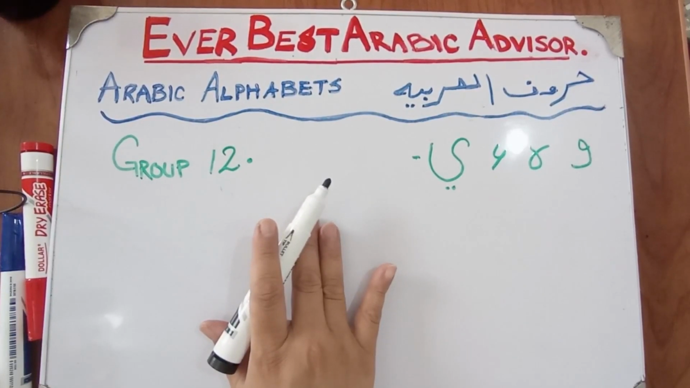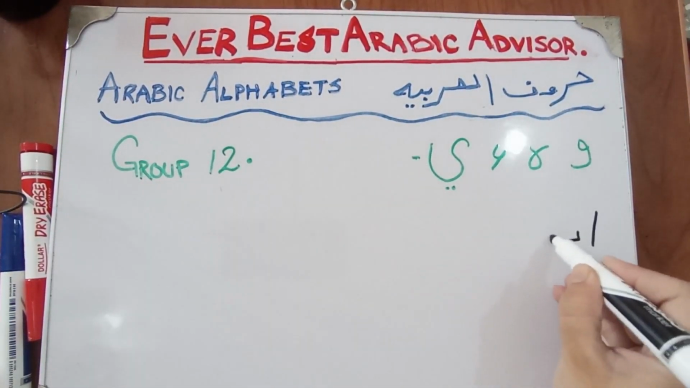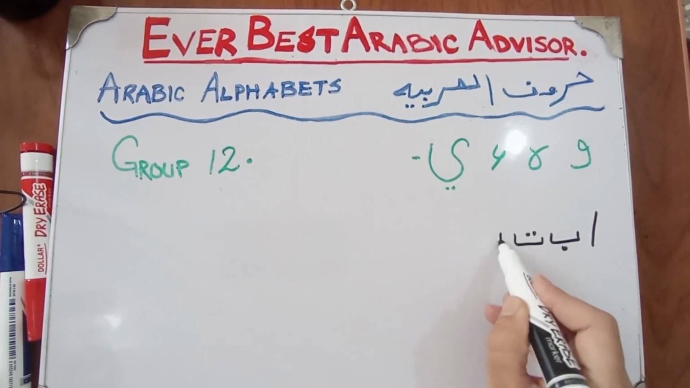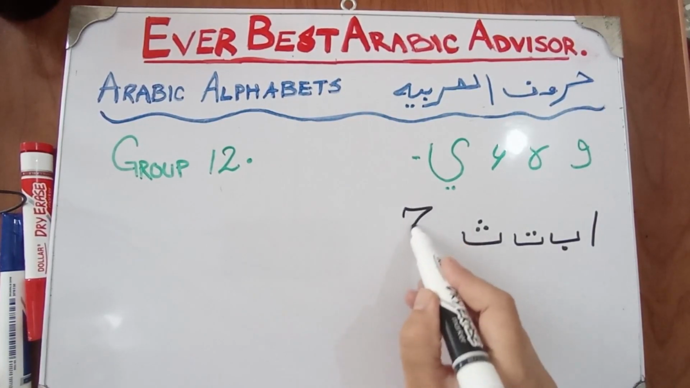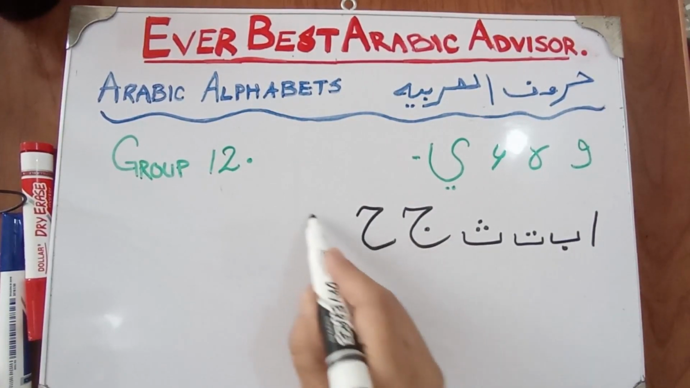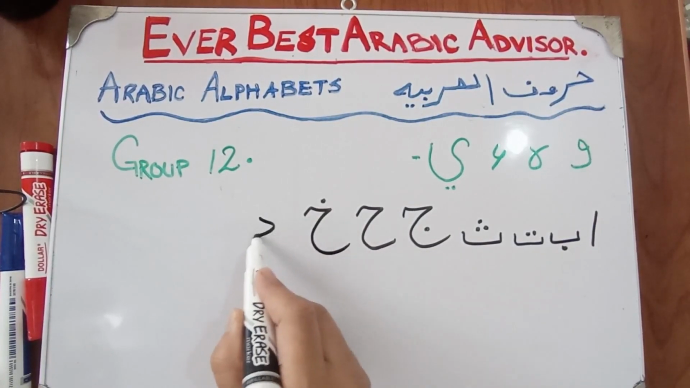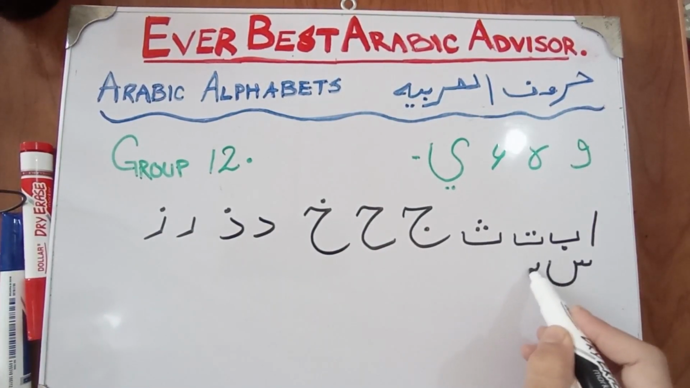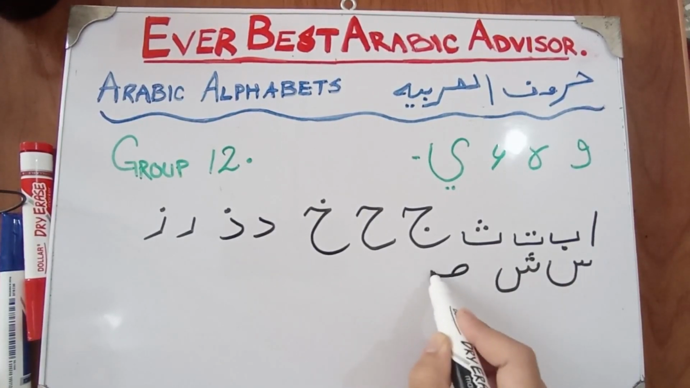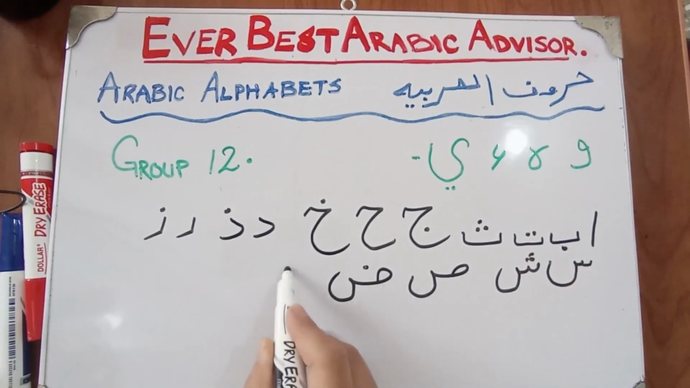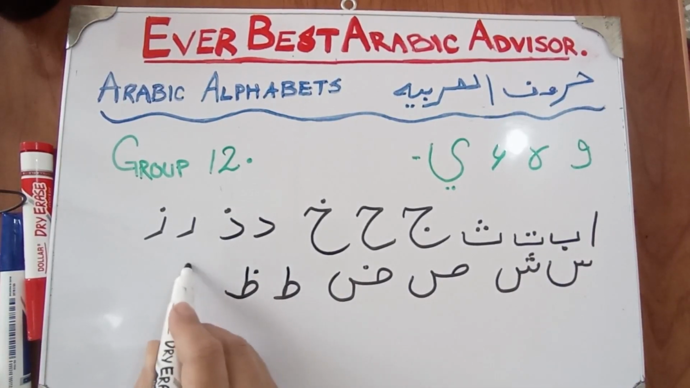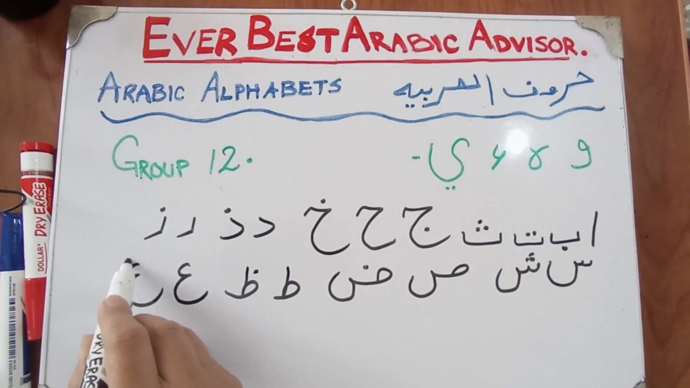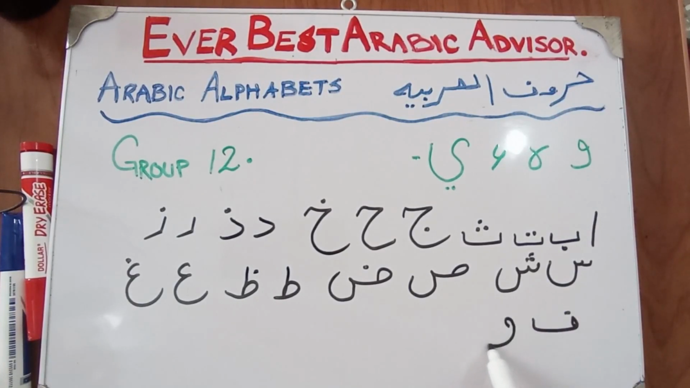And the Arabic alphabet from the very beginning are Alif, Ba, Ta, Sa, Jim, Ha, Kha, Dal, Zal, Ra, Za, Sin, Shin, Sad, Dad, Ta, Za, Ain, Ghain, Fa, Qaf, Kaf, Lam, Mim, Nun.